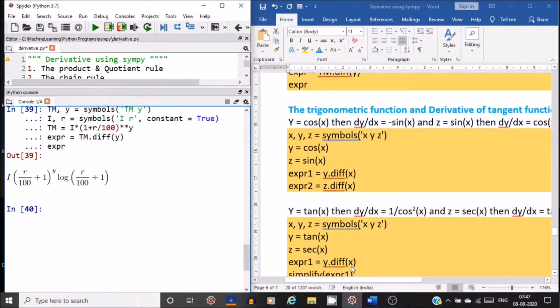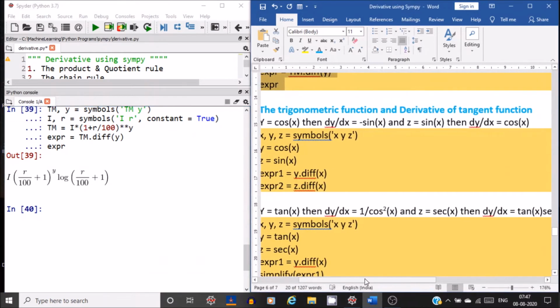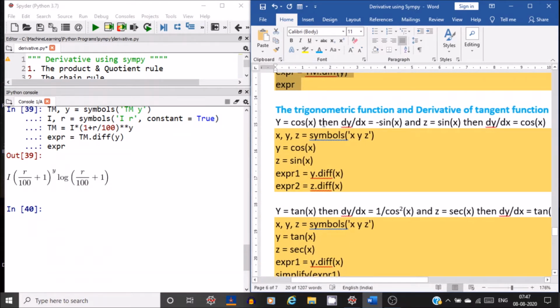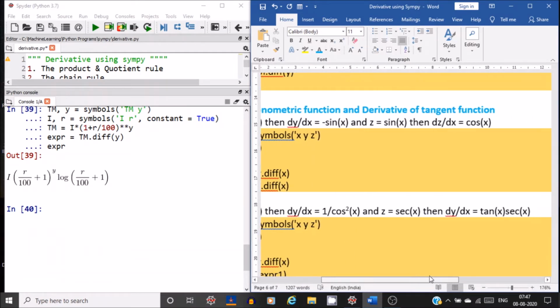Next, we see the trigonometric function and the derivative of the tangent function. Okay, so if y is equal to cos x, then dy/dx is what? Minus sin x. Similarly, if z is equal to sin x, then dz/dx is equal to cos x.